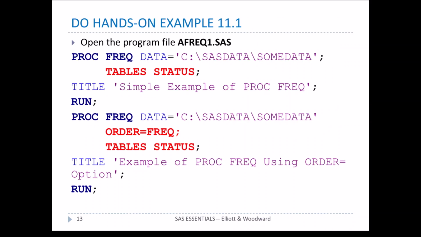So let's do example 11.1. Open up the program file afreq1 and you'll see this code here. We're going to do a PROC FREQ on a data set we already have called sum data, tables status. All this is going to do is give us the counts of how many people are in each status, as a socioeconomic status. The second example is the same tables status, but we're going to order it in a specific way, order equal freq. So it's going to order it by frequency.